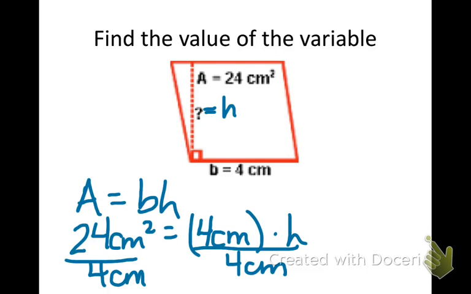I would find that the height will be equal to 6 centimeters because 24 centimeters squared, remember that's a centimeter times a centimeter. This centimeter squared is centimeter times centimeter. So one of those centimeters will cancel with here, and the other one becomes the unit of our height, which is a one-dimensional unit.